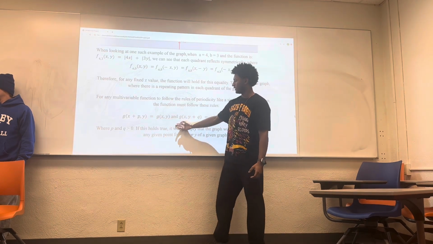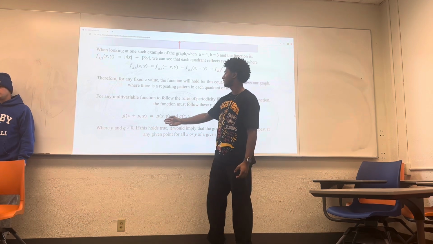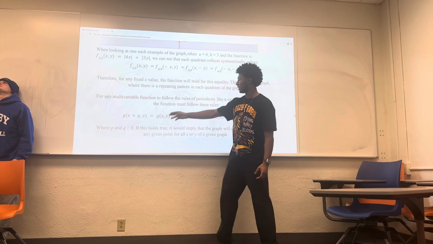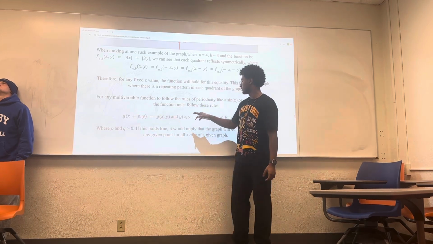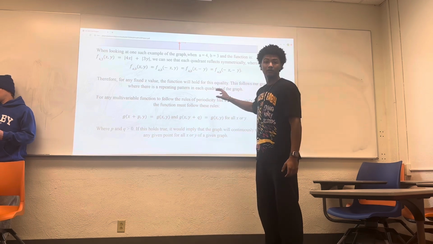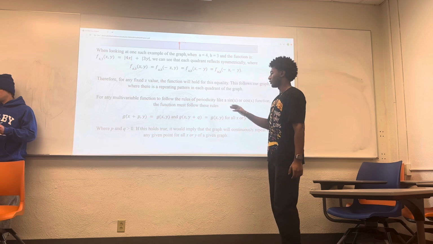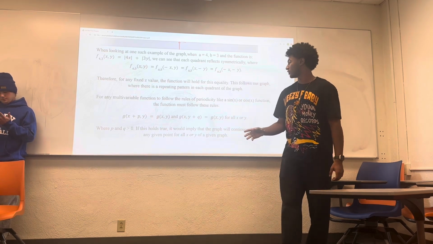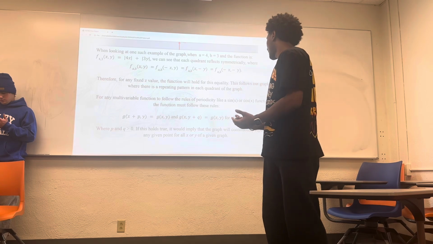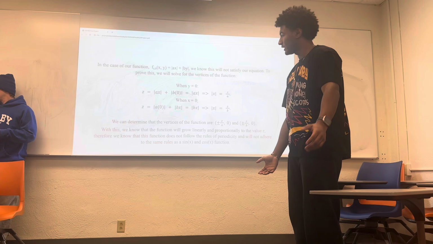All this says is, if we have some value x and y on a sine or cosine graph, and we add some value p to x, or some value q to y, the graph will remain with the same output, right? And so, assuming p and q are greater than 0, if it holds true, the graph will continuously repeat. And so if we scroll down a little bit, we can see if this holds true for our example.